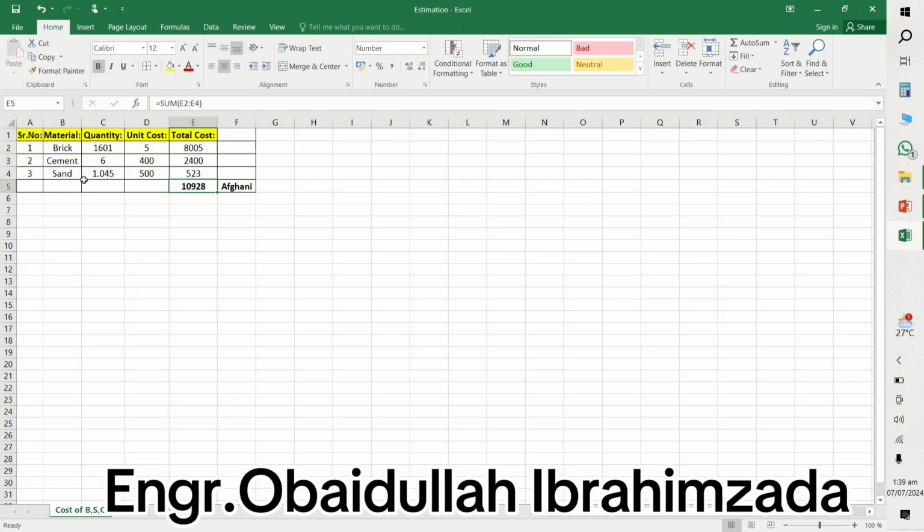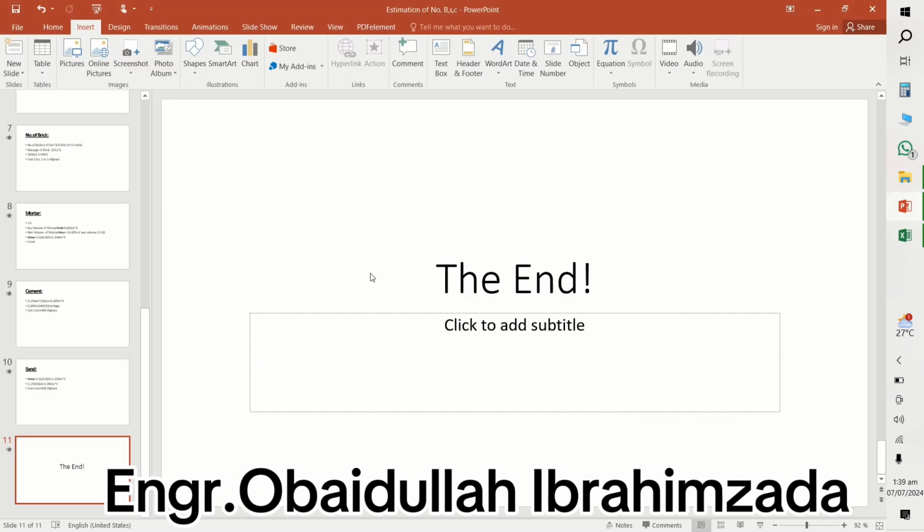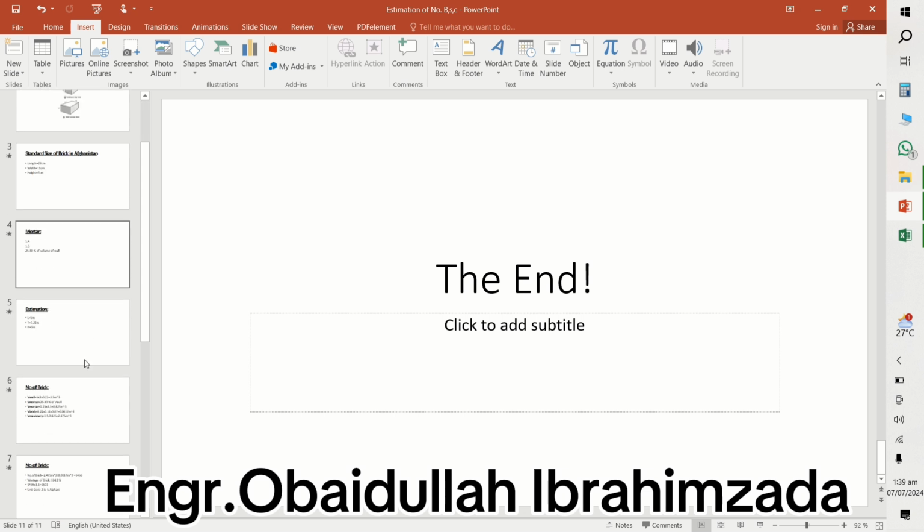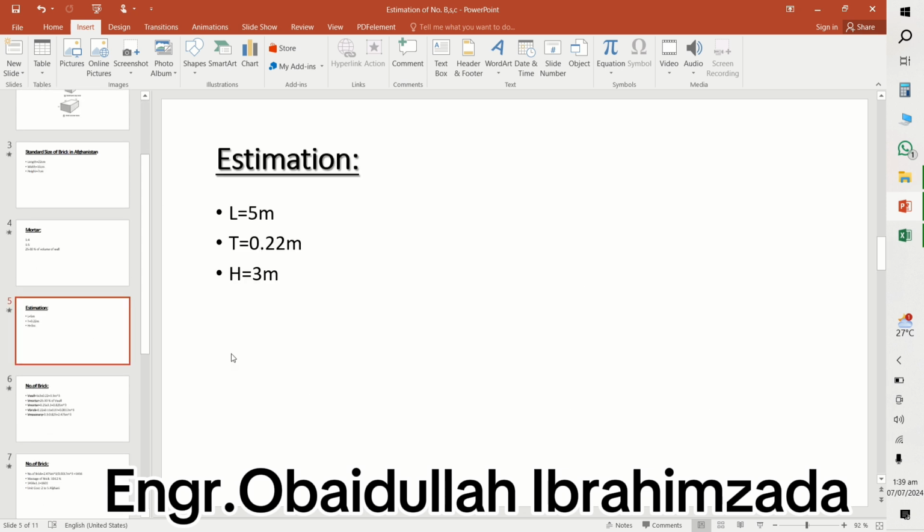Serial number, material that we have: brick, cement, and sand. Quantity of brick we calculated comes to 1601, cement is 6, and sand is 1.045. And then unit cost of one brick is 5, cement is 400, and sand is 500 rupees, and total cost is just unit cost multiplied by quantity, and total cost comes to 10,928 Afghani. We need this amount of rupees in order to build a wall that has this dimension.